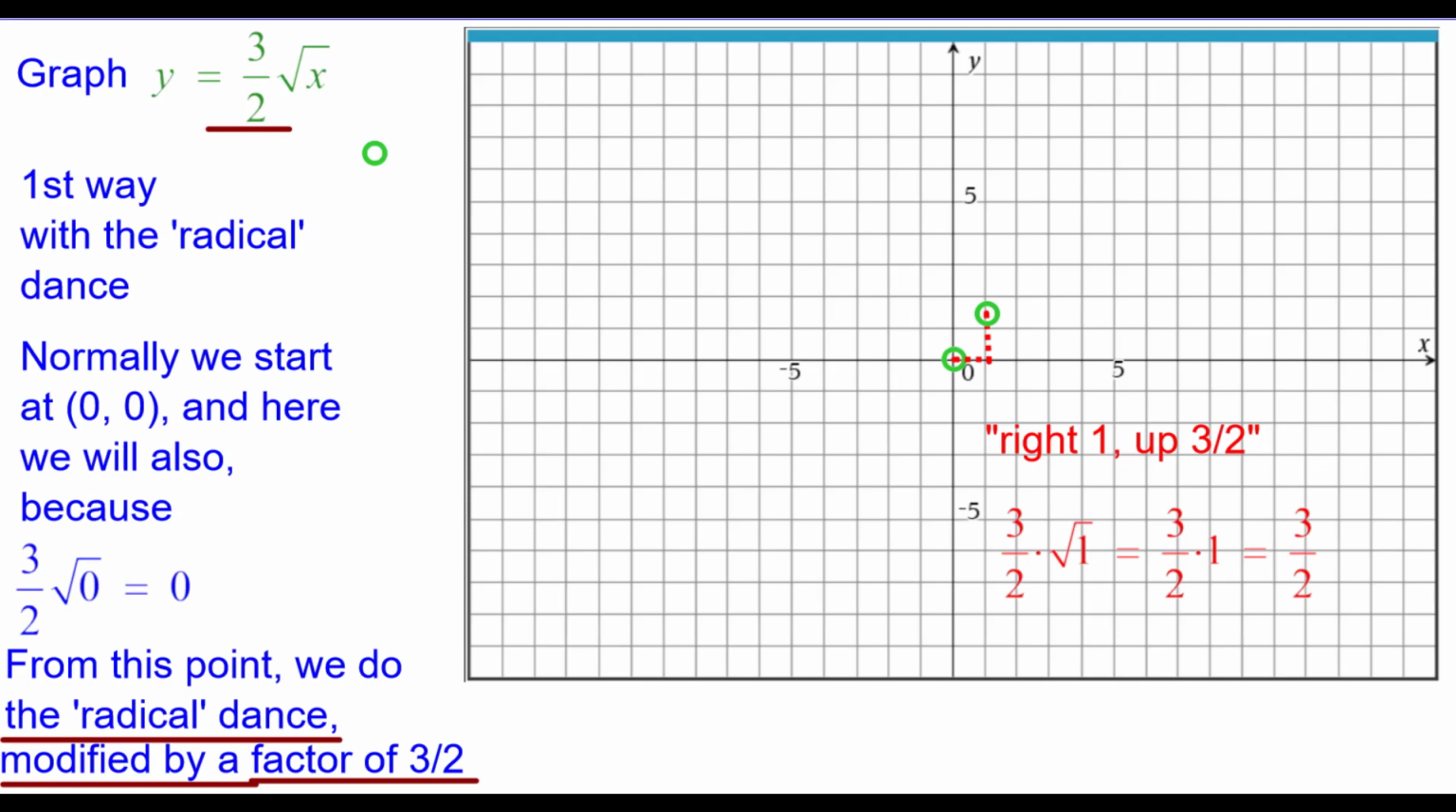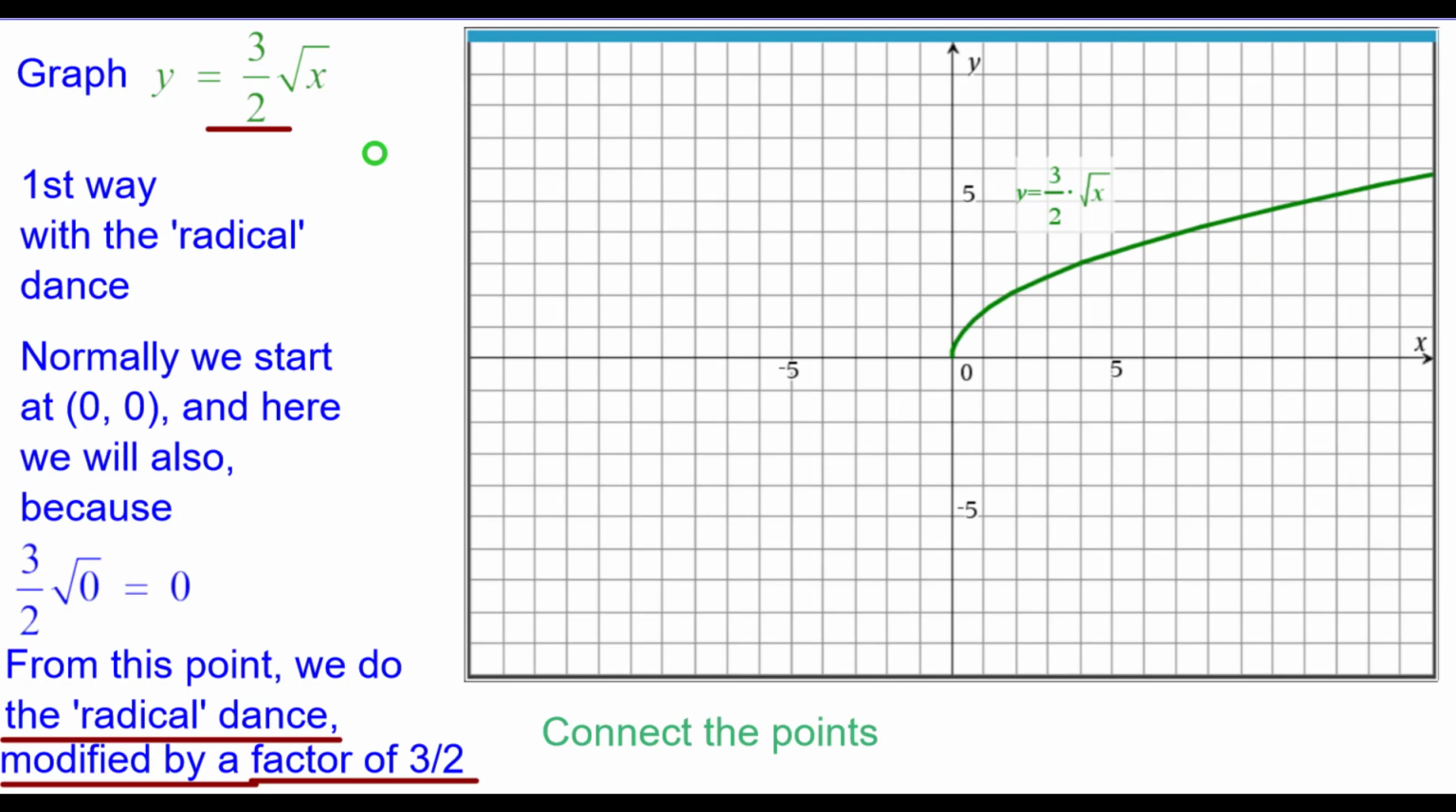Normally we'd go right 4, up 2, but here we'll go right 4 and up 3, and right 9, up 9/2. Connect the points, and we get that square root looking graph.